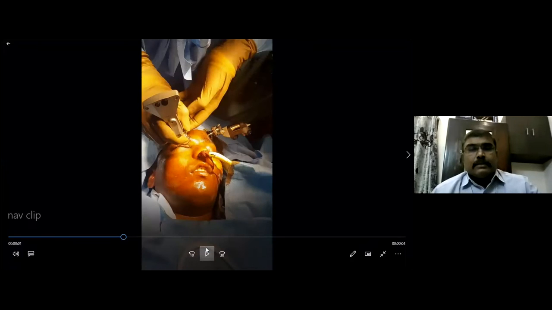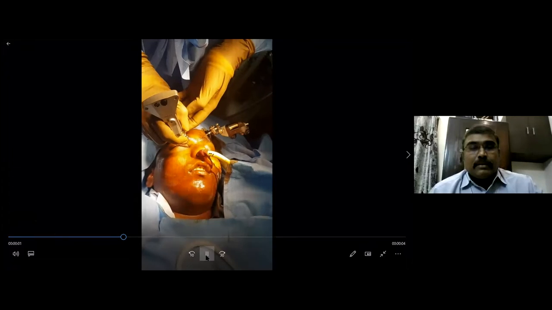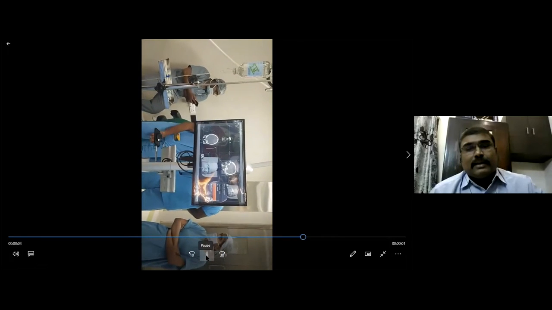Sir, this is the real-time navigation guided orbital floor surgery, which we have started in collaboration with the Aravind Eye Hospital. What you are seeing is the skull post that transmits the data to the monitor, and this is the tracer or the pointer which collects the data. We have only done two cases; we are in the learning phase. Later we can come up with a good series of cases. And you can see the monitor from where the data is transmitted.